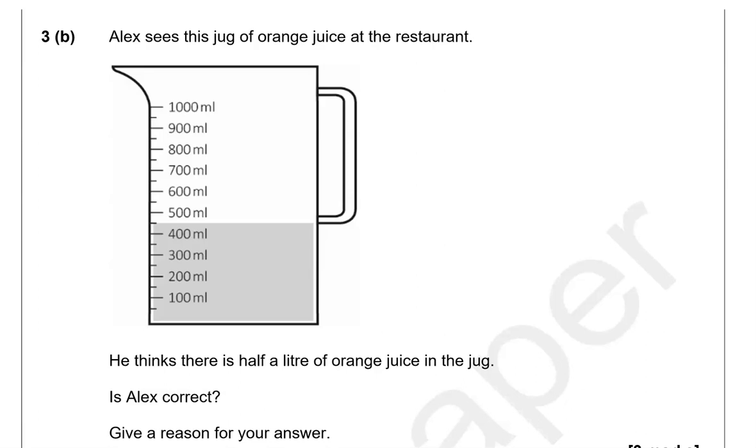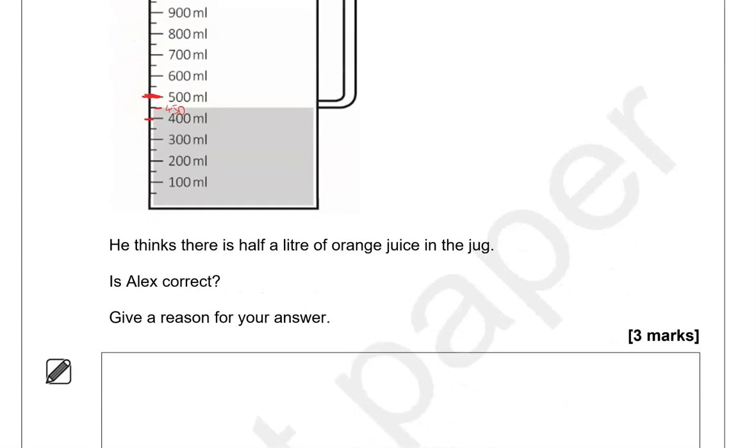So in 1 litre, we've got 1000 millilitres. So this is 1 litre. Half will be 500. So is this 500? No, it's not. It's less than that. It's in between 400 and 500. So this is 450. So is Alex correct? We're going to say no, it's 450 millilitres.